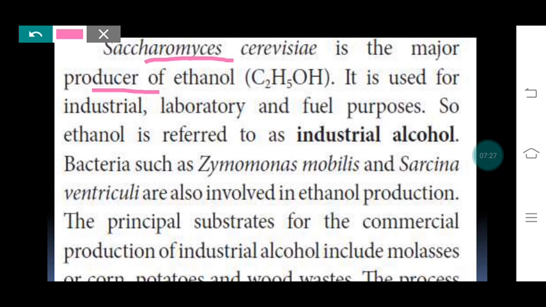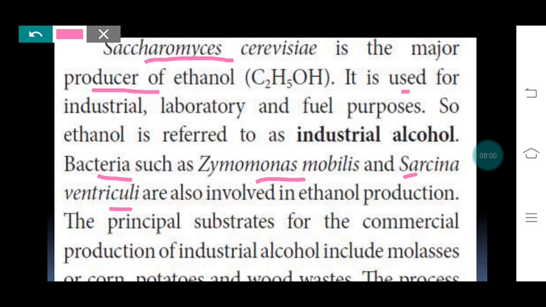And the second topic is uses. Today ethanol is used for industrial products, laboratory and fuel purposes. So ethanol is referred to as industrial alcohol. 2 mark question. Okay. So now the third one is the bacteria that are used for ethanol production, called Zymomonas mobilis and Sarcina ventriculi.